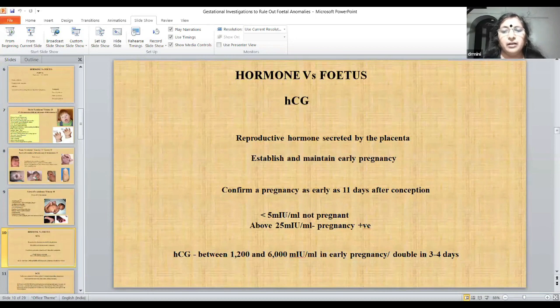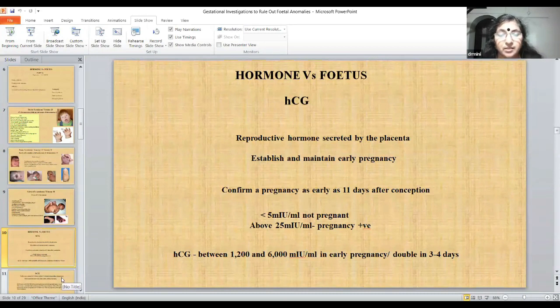Less than 5 milli international units per ml means not pregnant. In non-pregnant women and men, it should be less than 5. Above 25 means pregnancy positive. Even at the 11th day, we can make it confirmatory with HCG testing. HCG is between 1,200 and 6,000 in early pregnancy, and it doubles in 3 to 4 days. So it is very much confirmatory.